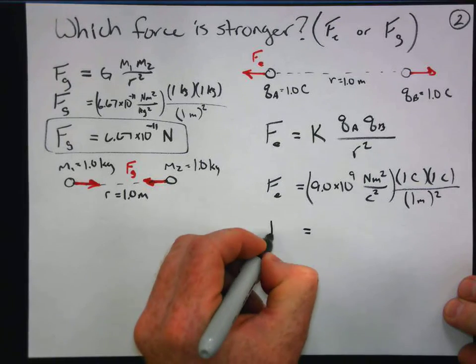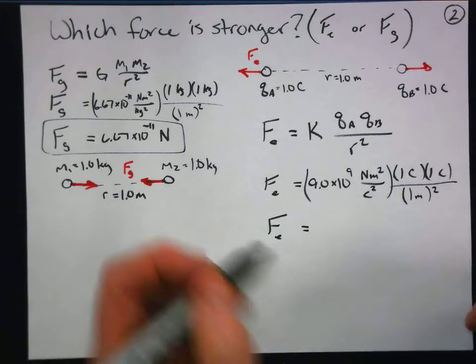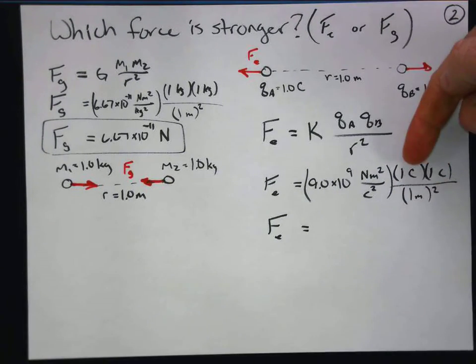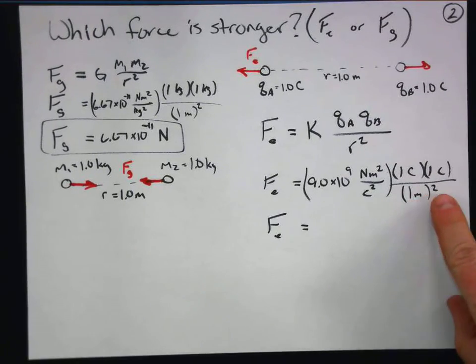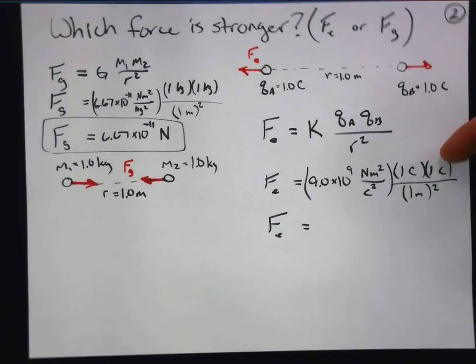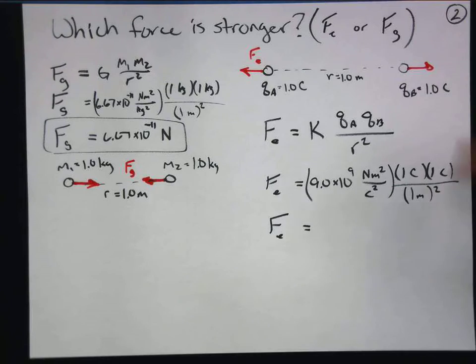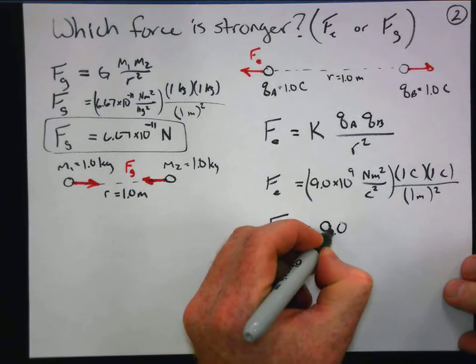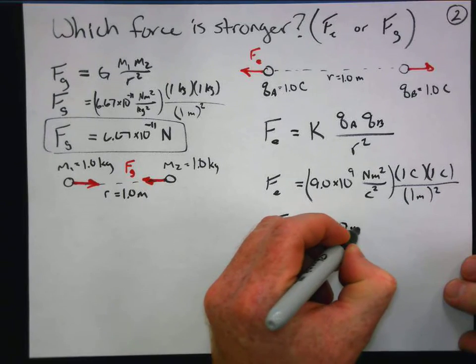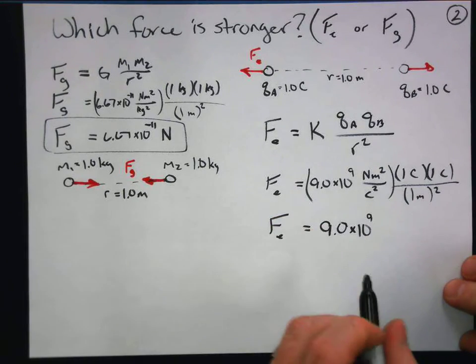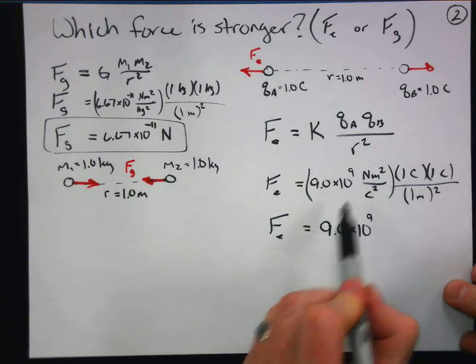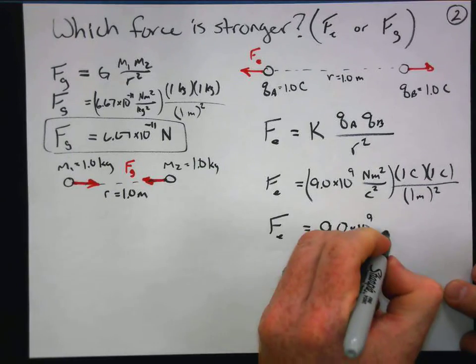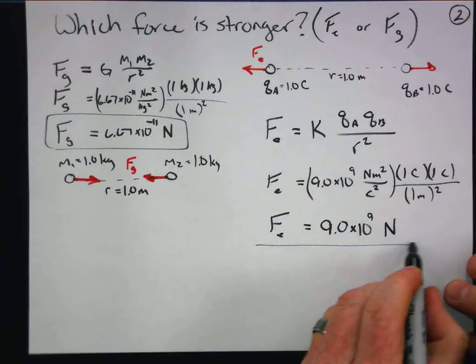So what's this going to come out to? Well, you can see something right away. 1 times 1 is 1 on the bottom. 1 squared is 1. So top is 1, bottom is 1. 1 divided by 1 is 1. I get that number, 9.0 times 10 to the 9th. And the units work out so that this is a force measured in just newtons.